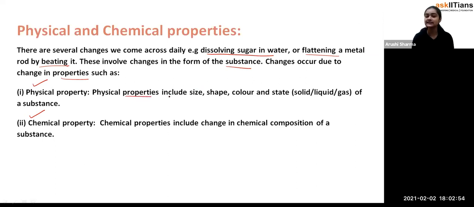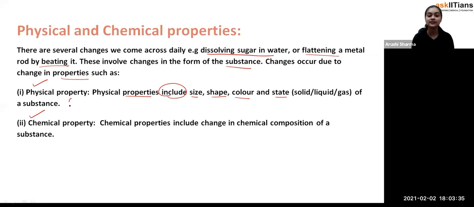So physical properties include size, shape, color, and state of a substance. See, students, what are the physical properties? Have you ever noticed that someone says his physique is very good, or her physique is very good? That word comes from physics, so we say his physical properties are good. Now, physical properties are the properties which you can determine by just observing something.